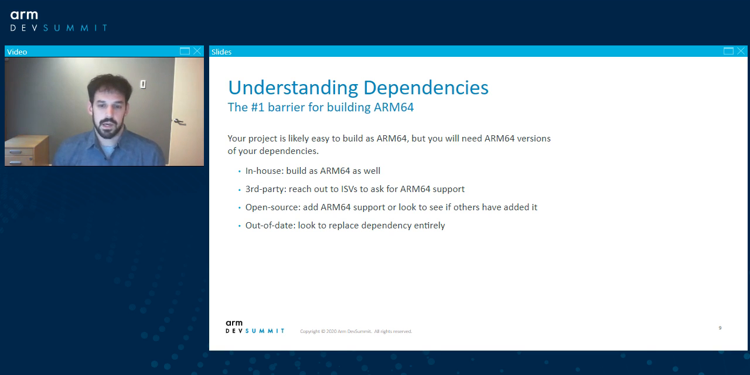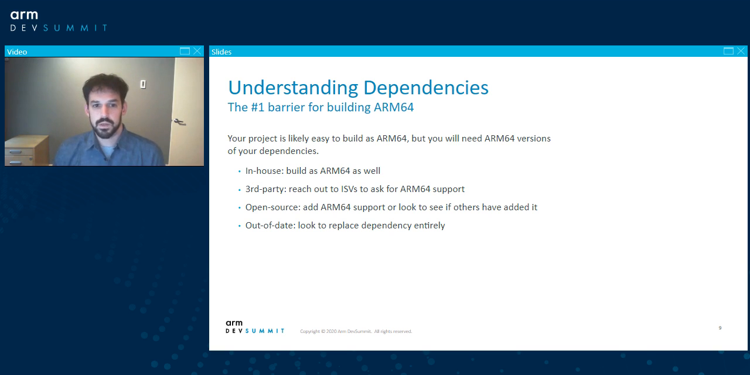Obviously, as the platform has gotten more mature, we've had more and more people trying to build their apps as ARM64, and you might find that the ISV has already been looking into ARM64 support. They might have a closed beta that they're testing. It's worth a shot. If your dependencies are open source, you can look to see if someone else has already added ARM64 support to it. And if they haven't, it is open source. You can consider adding ARM64 support yourself. That's the beauty of open source.